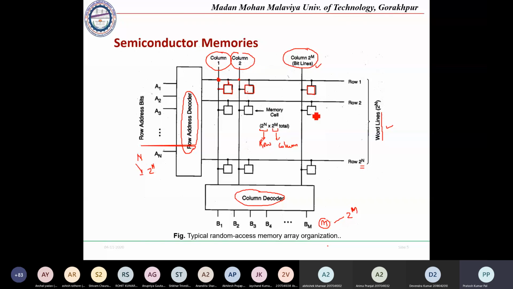Okay. Suppose we want to read some data stored in this location. Suppose 0 is stored in this memory location. To read this, we have to select row 2 and this column, whichever column it is. One row or column is used for writing data, and one is used to read the data. We will see later which lines we should be using to read and write.